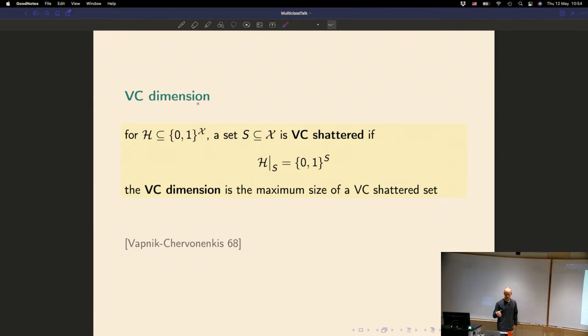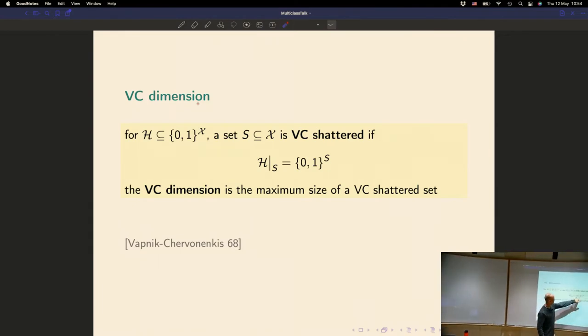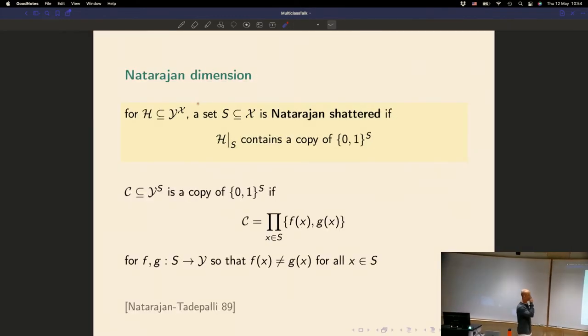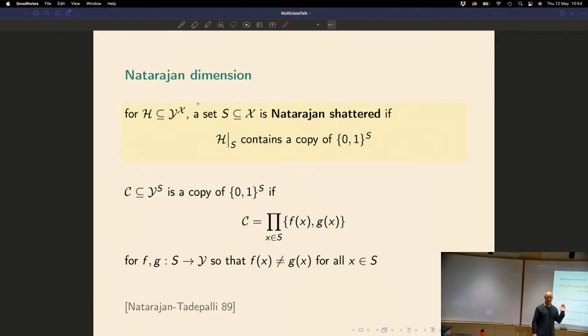Okay. Now we want to extend this to the multiclass setting. Then we don't have 0, 1 anymore. We have some Y. So the first definition is the Natarajan dimension. Again, we just need to define what shattered means.